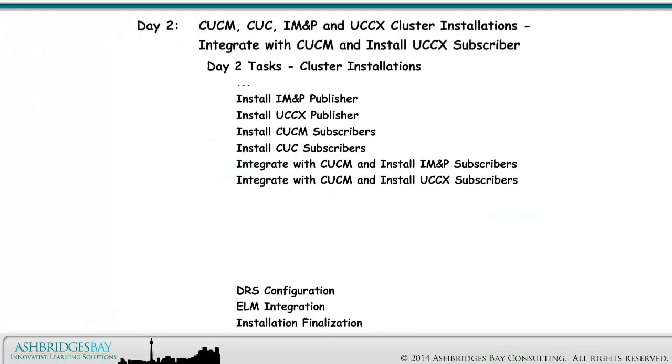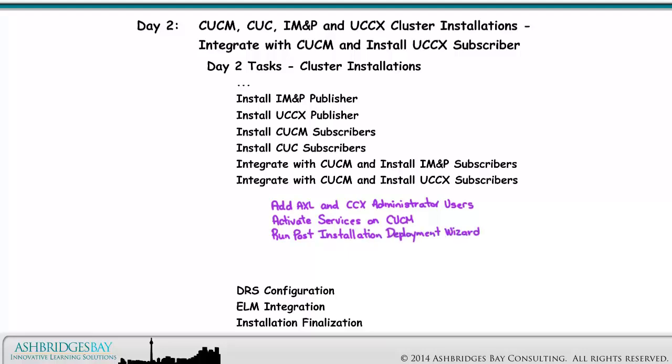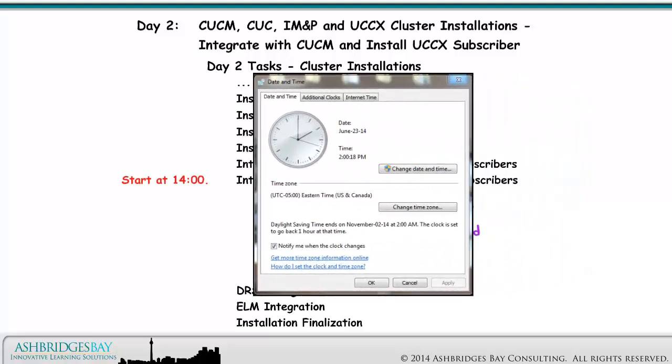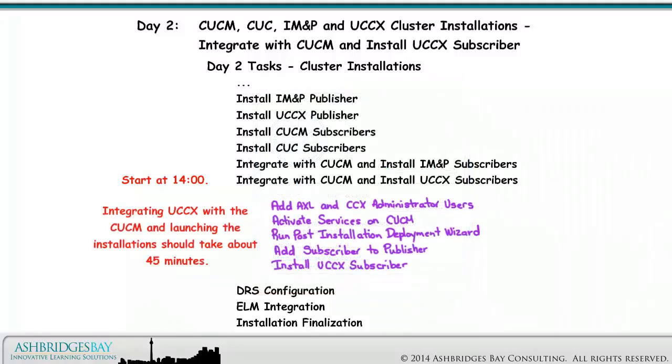The UCCX pub installation should have completed. We can proceed to add AXL and CCX administrator users, activate services on CUCM, run the post-installation deployment wizard, add the subscriber to the publisher, and install the UCCX subscriber. We'll start at 1400. Integrating UCCX with the CUCM and launching the installations should take about 45 minutes.